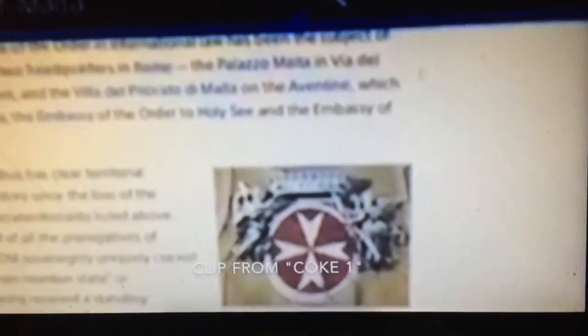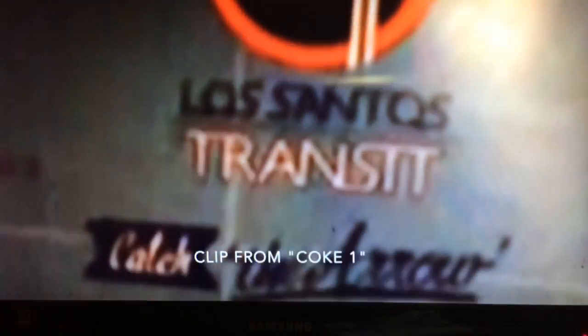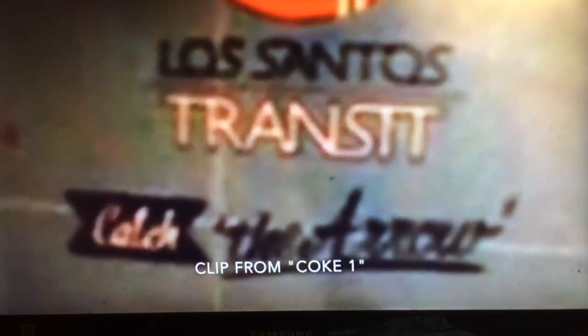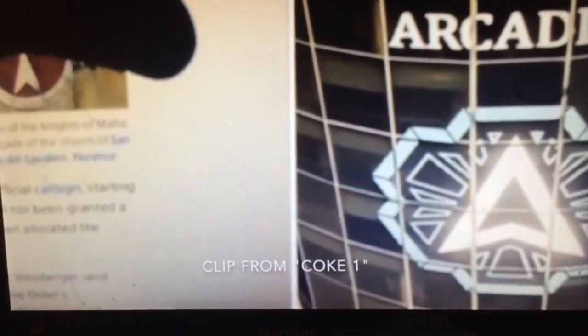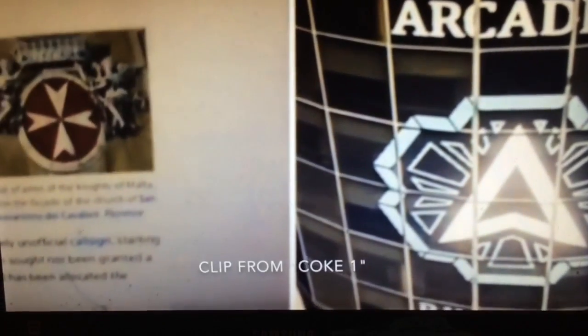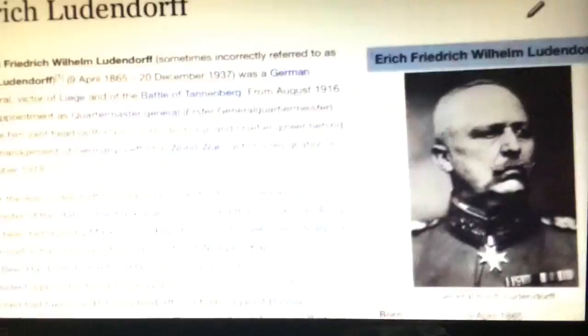The Malta. One thing that's pretty interesting already is their emblem. And if you haven't noticed already, when you catch the arrow, you notice that it looks a lot like the Arcadius building. Very, very interesting. Eric Lundberg. Okay. Now, I want you guys to understand exactly who this man is, right?